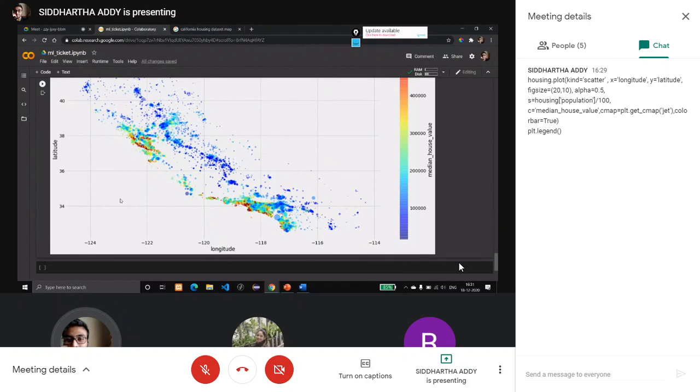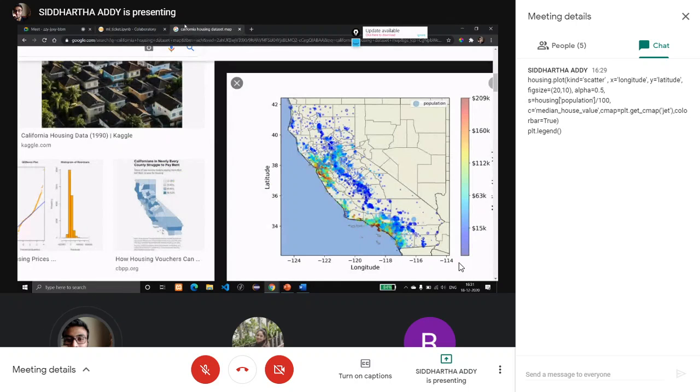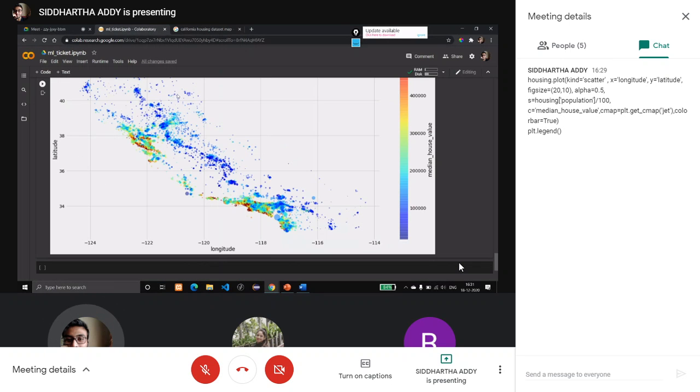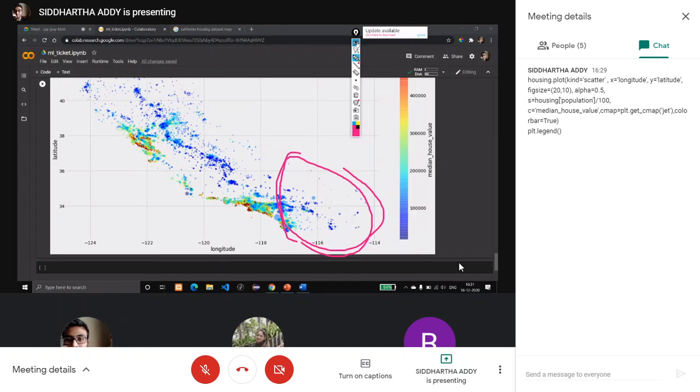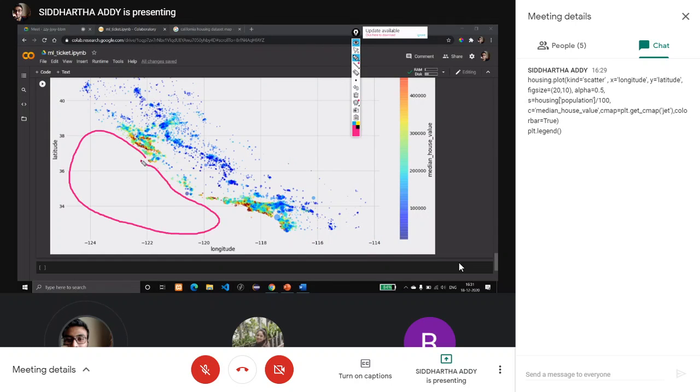Now if you look at the map, you can see that this side is ocean. Okay, so it is clear from here that this side is ocean. So this particular side is the ocean side. Okay, so now look at it.